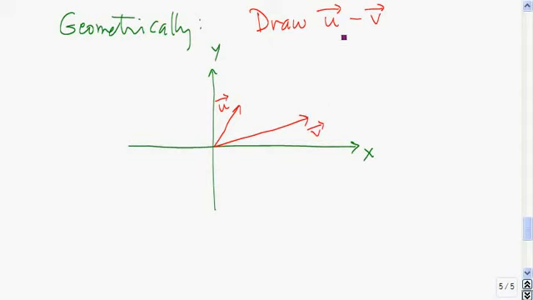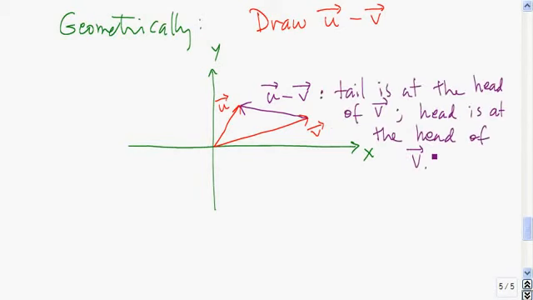Geometrically, the vector u minus v is the vector that we get by going to the tip of v, so that's its tail, and its head is at the tip of u. Okay, so here's the vector u, here's the vector v. The vector u minus v starts at the tip of v and ends at the tip of u. All right, let's see why this is true.